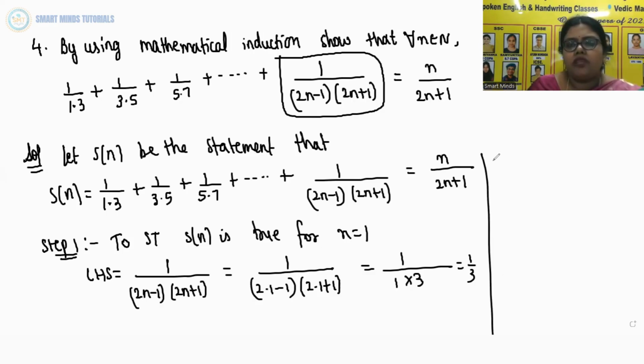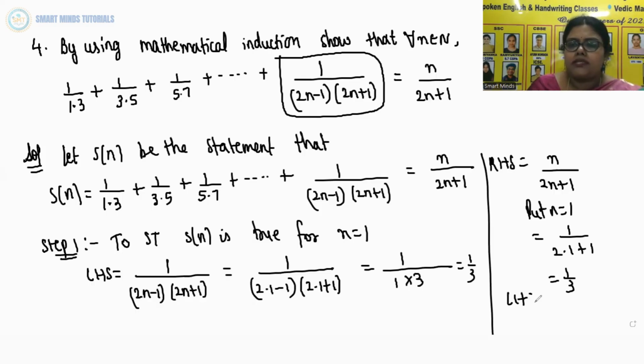Now the same way we need to take RHS. RHS is n by 2n plus 1. So put n is equal to 1. You will get 1 by 2 into 1 plus 1. That is 1 by 3. So LHS is equal to RHS. Therefore, S of n is true for n is equal to 1. So the first step is completed.